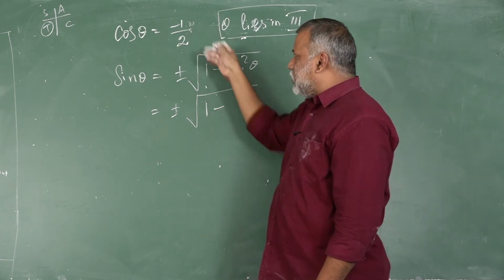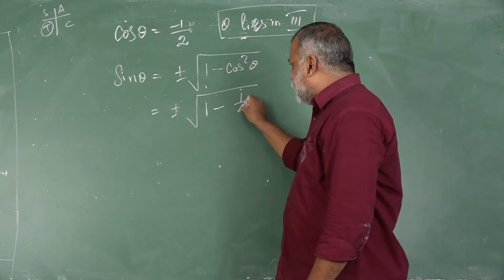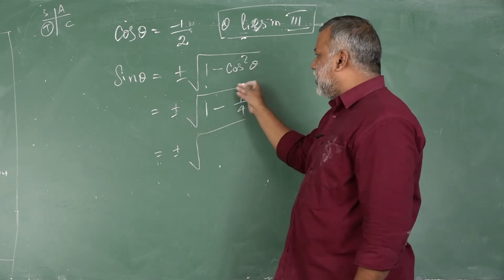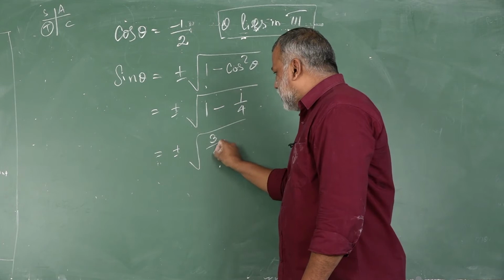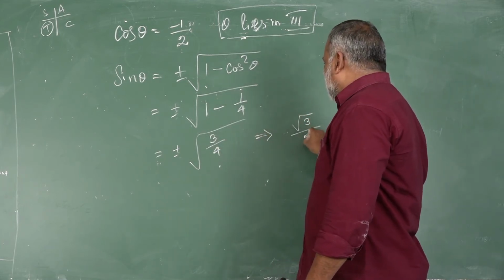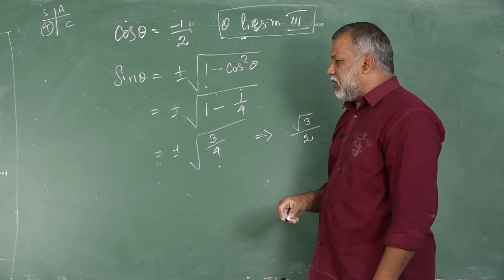We can get 1 by 2 here. Squaring means we are able to derive 1 by 4. Then take LCM. If you are taking LCM, 4 minus 1, therefore we can get 3 by 4. From this, root 3 divided by 2.